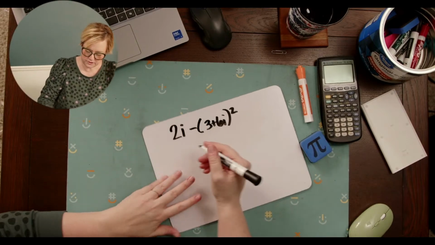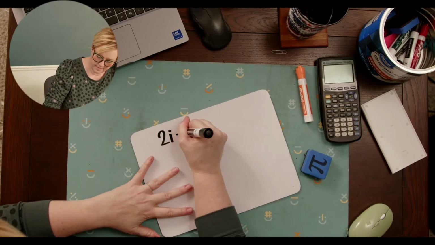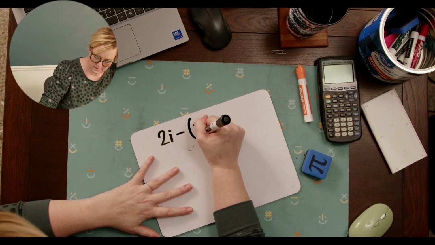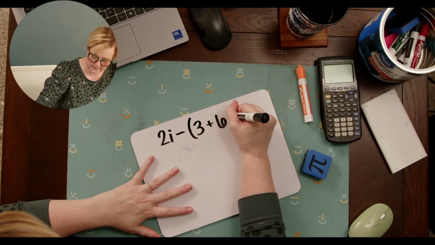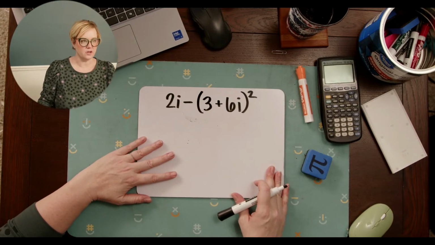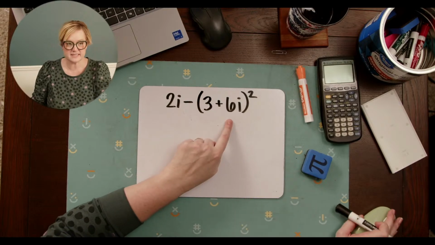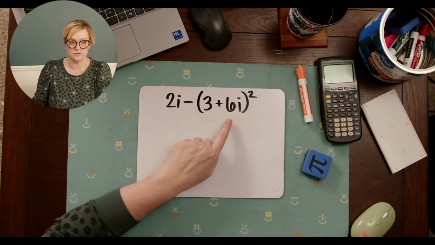All right, so I'm going to rewrite this. 2i minus 3 plus 6i squared. Okay, so we've got this. All right, so 2i, we can't really do anything with that yet. Now 3 plus 6i, we can multiply those two together.